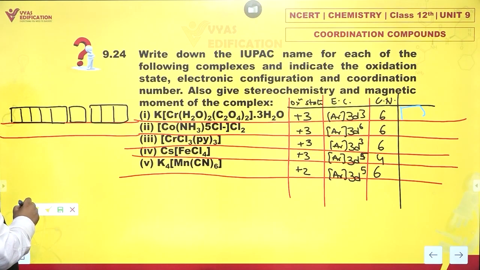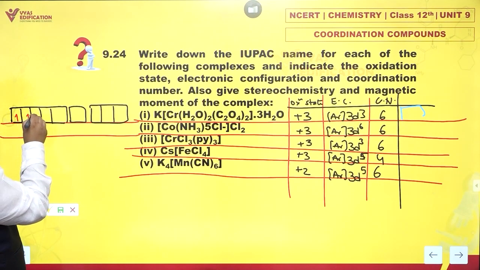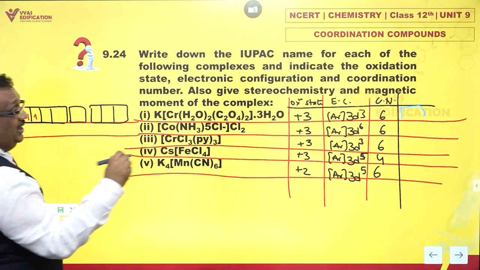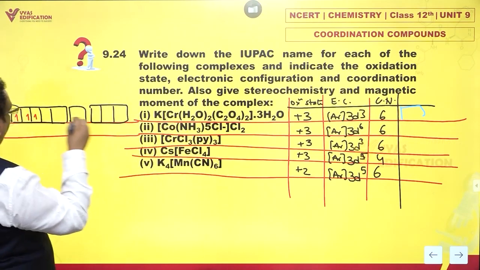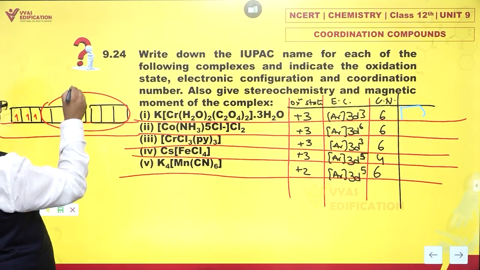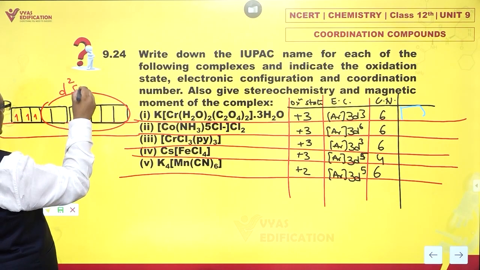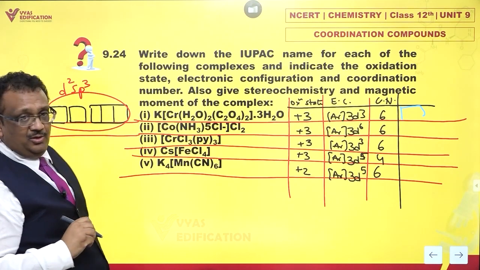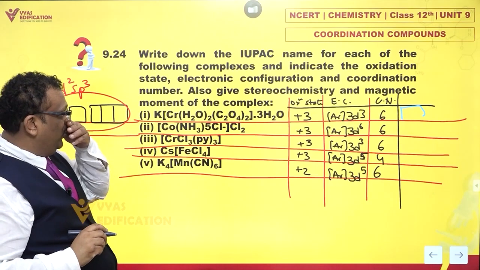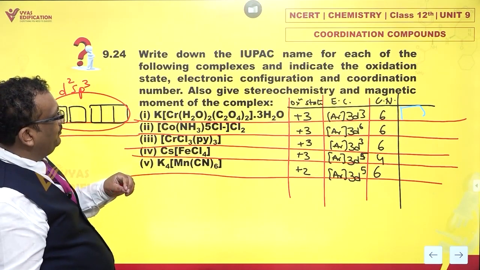It is a d3 configuration, right? 1, 2, 3, d3 configuration. And then we have coordination number 6. So we have d2sp3 hybridization, no doubt. The geometry would be, of course, octahedral geometry.